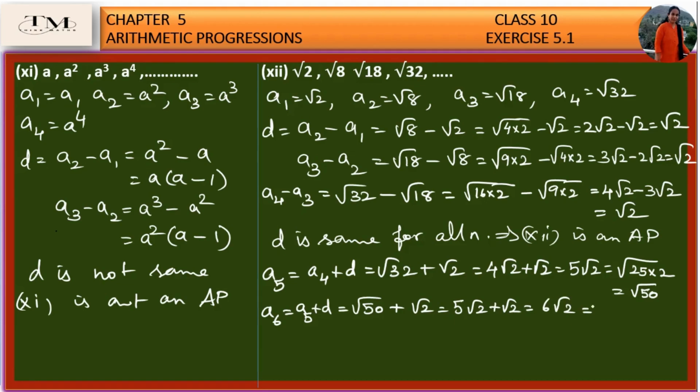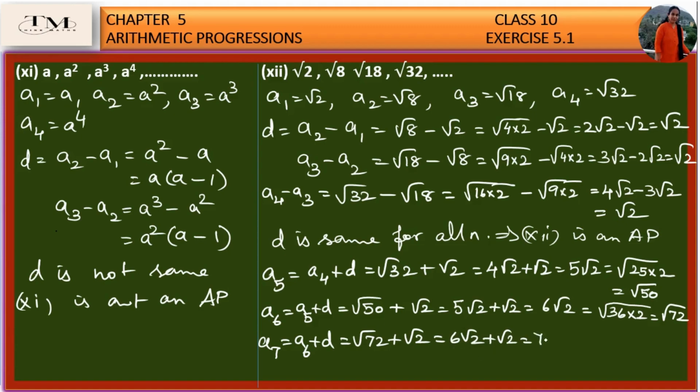So I am again bringing the 6 into the square. So 6 square, that is 6 into 2, which is root 72. Next A7, it is A6 plus D. What is A6? It is root 72 plus root 2. So root 72 is nothing but 6 root 2 plus root 2, which is equal to 6 plus 1, it is 7 root 2.